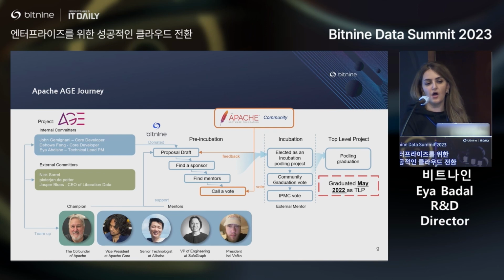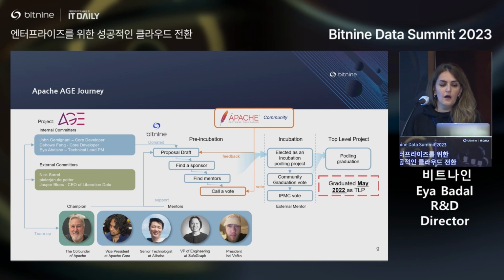Before we talk more about Apache AGE's structure and technical aspects, let's take a look at the Apache AGE journey to top-level project. In 2019, Bitnine donated this project, Apache AGE, to the Apache Software Foundation. With the support of our core developers, such as John, Dihab, and some external people, Jasper, and others, we began this process. Then an Apache Champion guided us through this journey.